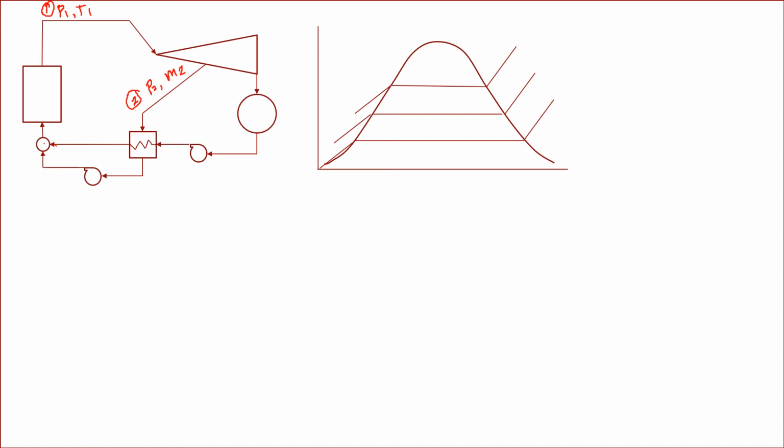So this one is 3, pressure 3, where the remaining mass is 1 minus M2. And this is your point 4, 1 minus M2, still has been doing that work. So this one is 5, still 1 minus M2. Okay. 6, still 1 minus M2.